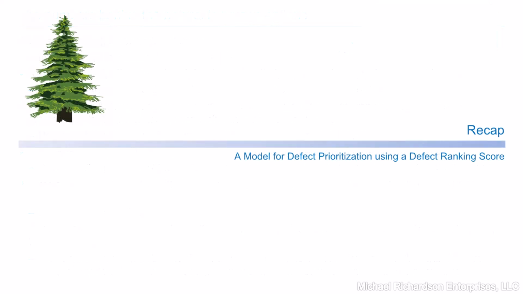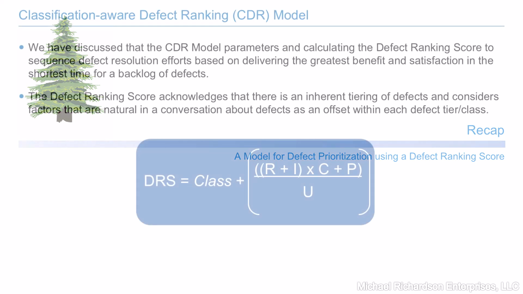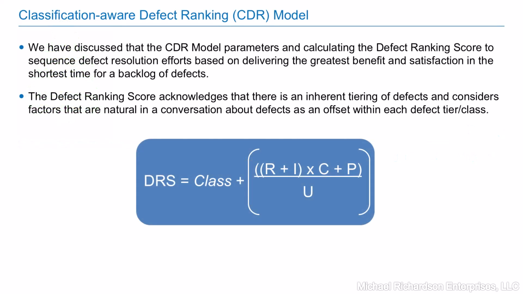We have discussed the CDR model parameters and calculating the defect ranking score to sequence defect resolution efforts to maximize the breadth of benefits and satisfaction in the shortest time for a backlog of defects. The CDR model acknowledges that there is an inherent tiering of defects, and the defect ranking score considers factors that are natural in a conversation about defects as an offset within each defect tier or class.